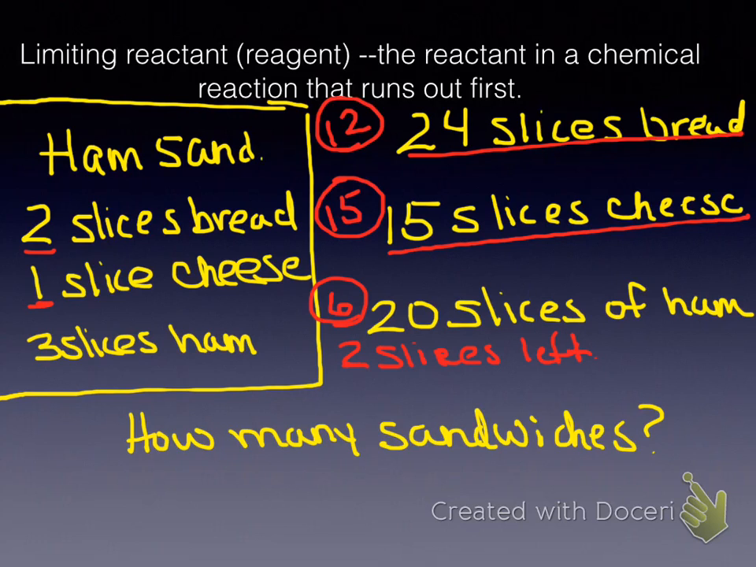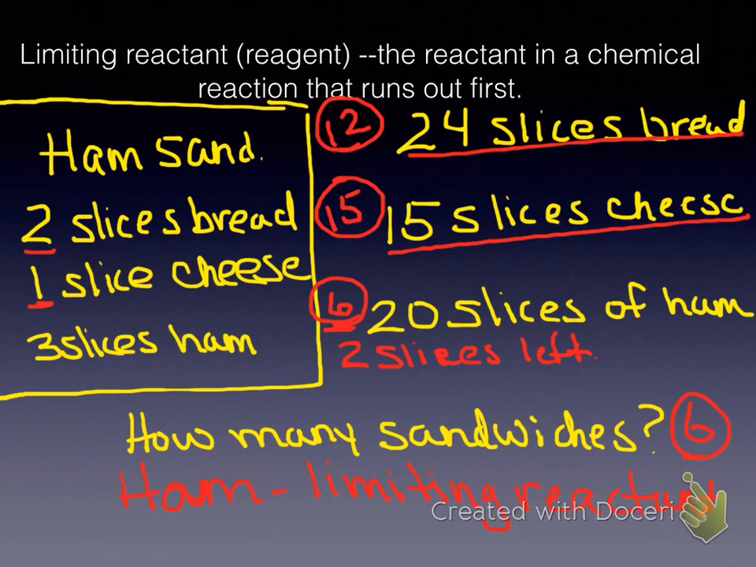So the question is, how many sandwiches could I make? To answer that, I could only make 6 sandwiches. The reason I could only make 6 sandwiches is, once I run out of ham, I can't make any more complete sandwiches. So I run out of ham. That makes ham my limiting ingredient, or limiting reactant.